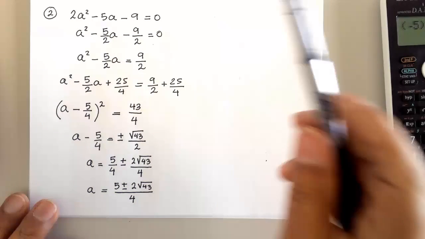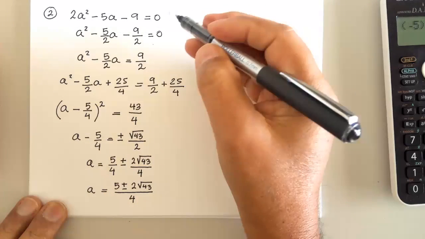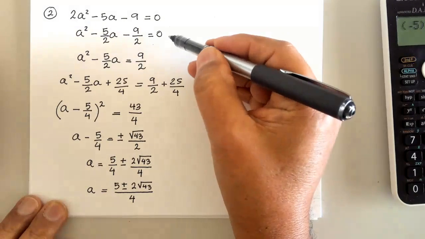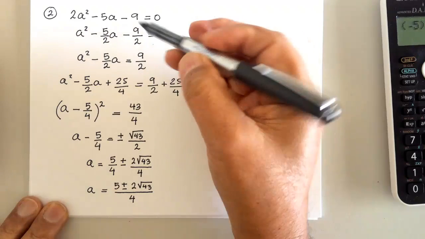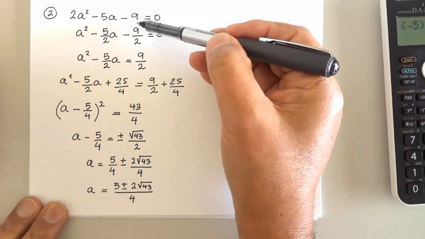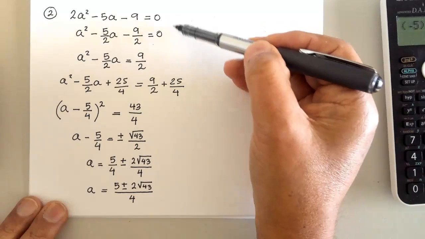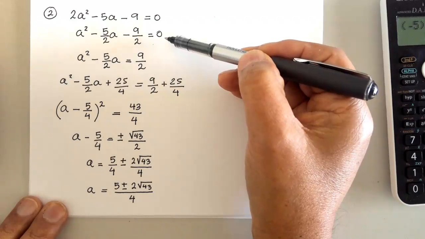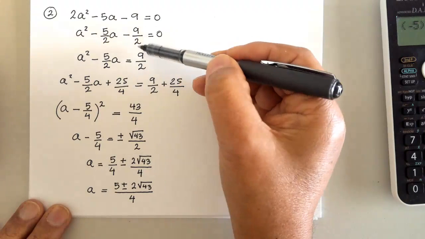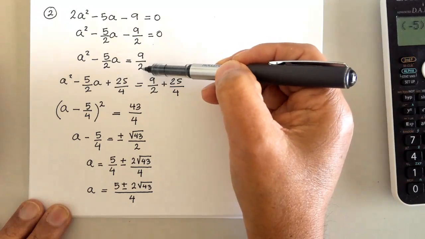All right, let's see what we actually did. Let's check the steps. Step number 1, we went from having a non-monic to having a monic. How do you do that? Well, you divide this by 2, you divide this by 2, you divide this by 2, just to have 1 at the front. When you do that, this becomes this. And then from here up to here, what we did is just move the -9/2 to the right, and this becomes +9/2.